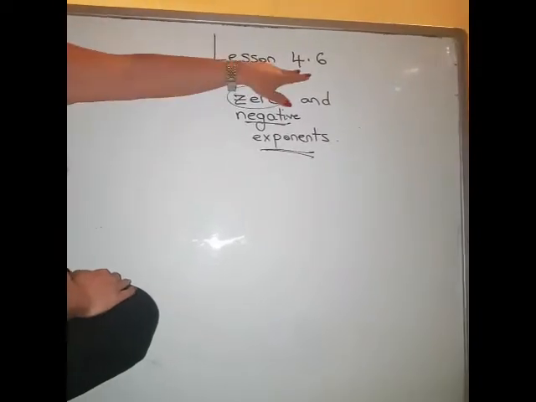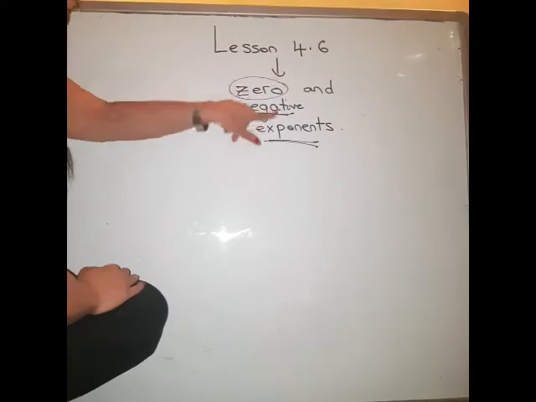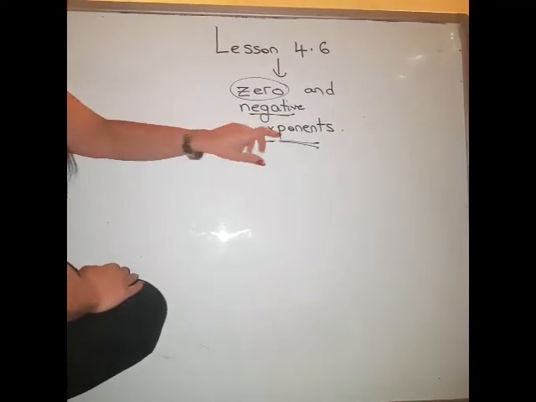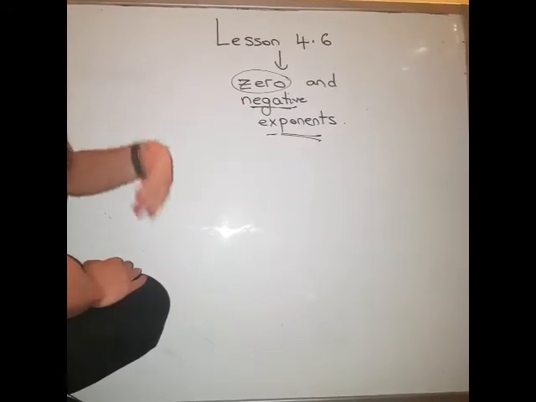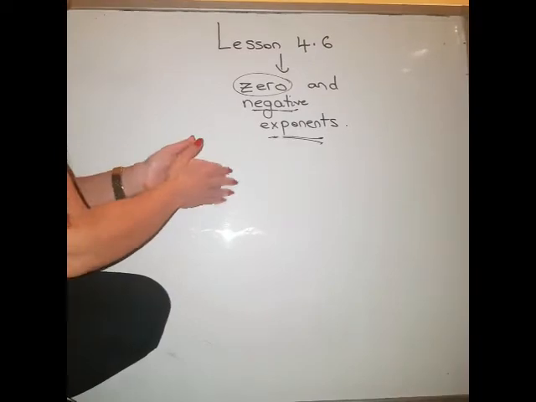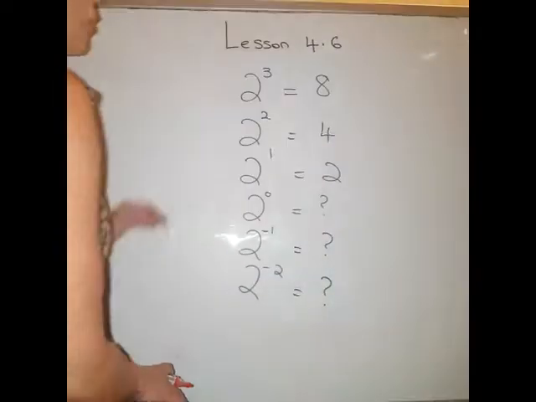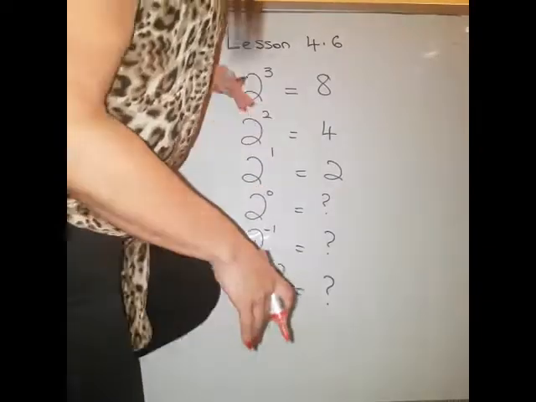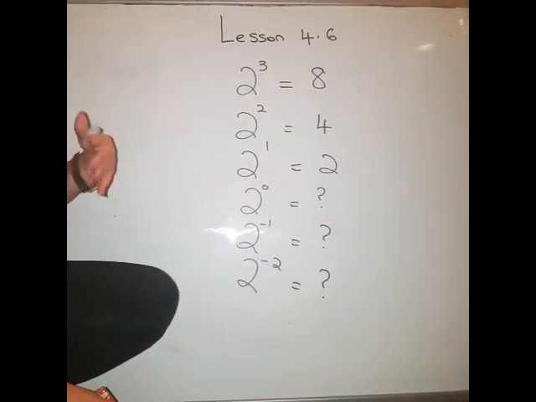This is lesson 4.6. Its objective is zero and negative exponents. It's very important for us to know that there are negative exponents and there are positive exponents, and there are different rules we're going to be seeing according to zero exponents and negative exponents. This is a small activity just to get you to know the zero and negative exponents.